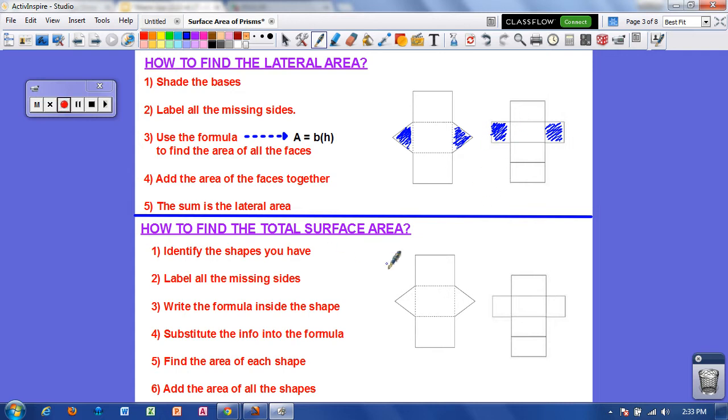Now, total surface area. You're going to identify the shapes you have, label all the missing sides, and write the formula inside the shape. So you're going to write the area formula inside of each one so you can solve. You're going to substitute the info into the formula, find the area of each shape, and then add the area of all the shapes.